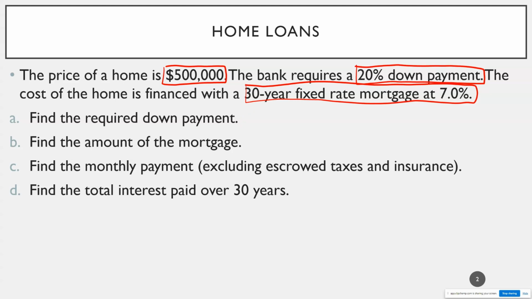So here's what we want to do. First, we want to find the down payment. Then we want to find the amount of the mortgage. So basically, that is how much we're actually borrowing from the bank. Then we want to find the monthly payment, not taking into account any property taxes you have to pay, any homeowners insurance, just the loan payment amount. And then we're going to find out how much you end up paying in total interest over 30 years. All right, so let's jump right into this.